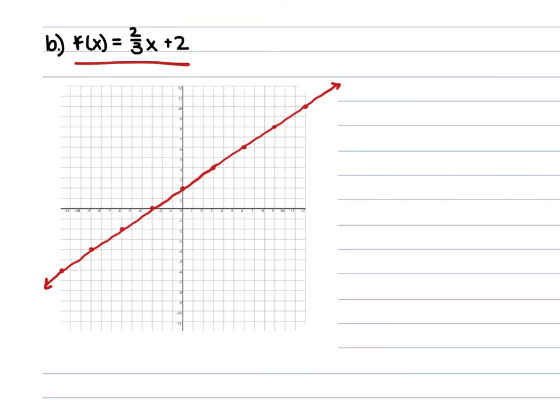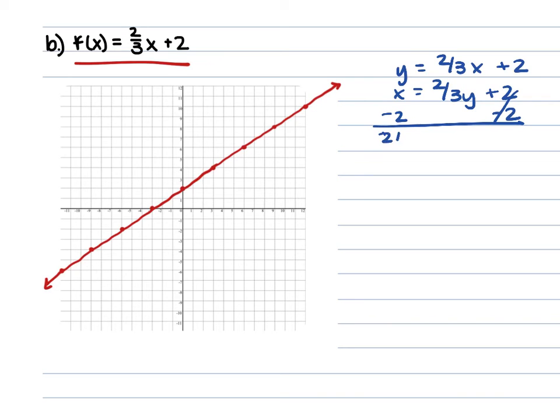And then I find my inverse. So I'm starting with y is equal to 2/3 x plus 2. So I'm going to switch my x and my y. So x is equal to 2/3 y plus 2. I move the 2 over by subtracting it from each side. So I get 2/3 y is equal to x minus 2. I multiply each side by 3 over 2.